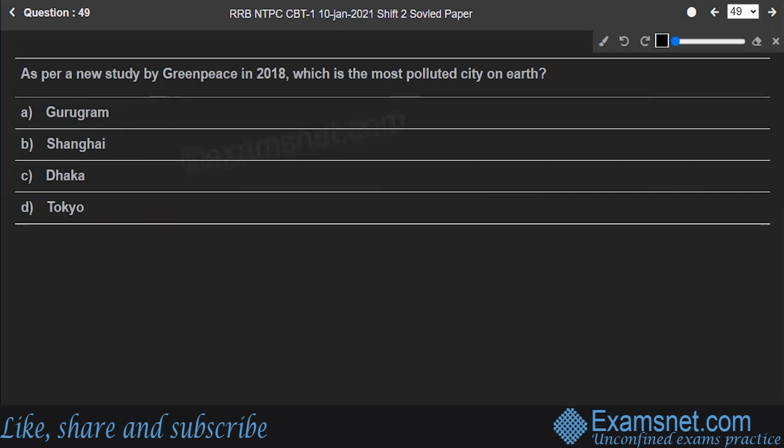As per new study of Greenpeace in 2018, which is most polluted city on earth? Gurugram, Shanghai, Dhaka, or Tokyo? The correct one is Gurugram. Gurugram topped the list of most polluted cities in the world in a recent study which was conducted by the NGO Greenpeace India.